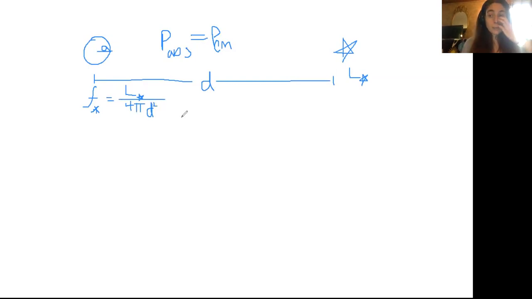I think I might have put a sigma in there. I'll send a message out about this, but I think I might have put a sigma in there that I did not mean to put in. So there should not be a sigma there, I think.